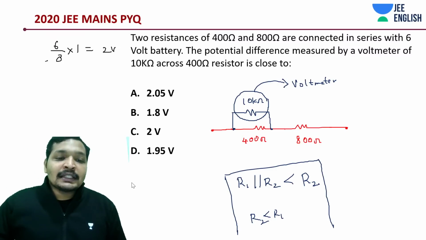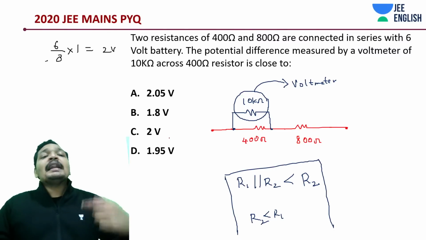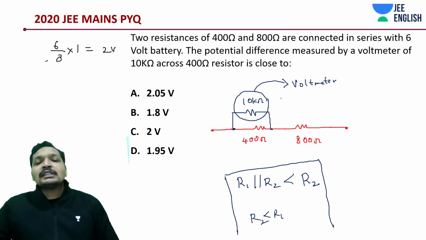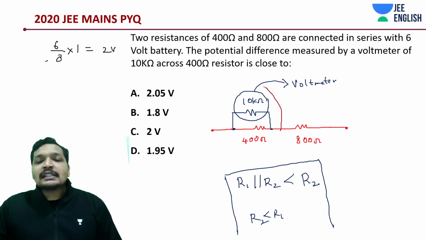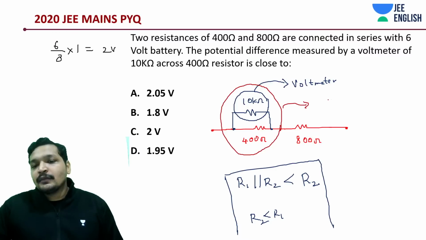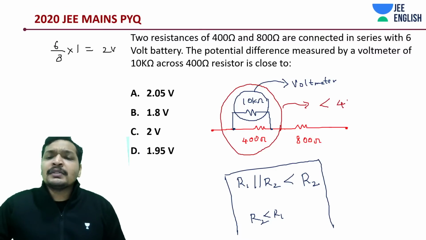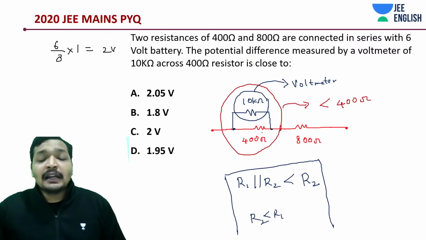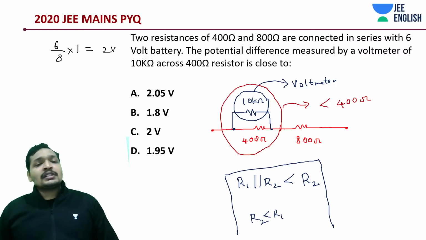After the voltmeter is connected in parallel, what is going to happen? It should be less than that 2 volts, right? Because this net resistance is going to become lesser than 400 ohms. It's going to become a lot lesser than 400 ohms depending upon what kind of resistance is connected in parallel. Since it's a large resistance, you would not see that effect.